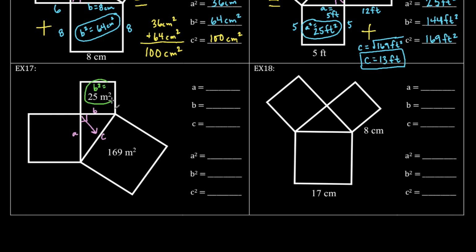B squared is 25 meters squared. So that means B is the square root of 25 meters squared. And that means B is 5 meters. That means this is 5, 5, 5. Let's use orange.